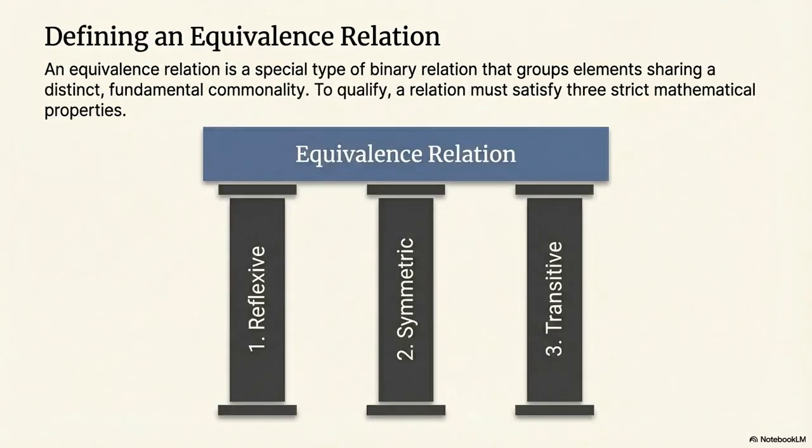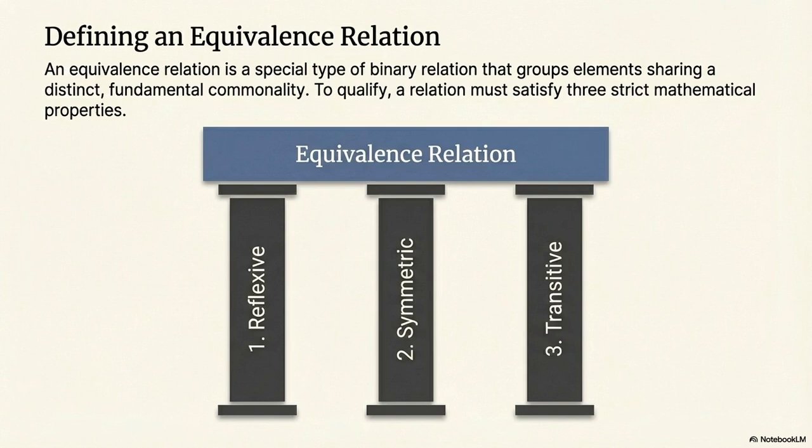Now we define equivalence relations as a special class of binary relation. Not every relation qualifies. To be an equivalence relation, the relation must satisfy exactly three properties: reflexive, symmetric, and transitive. The column visual emphasizes that each property is a required support, not an optional feature. If one support is missing, the structure fails and we no longer have an equivalence relation.